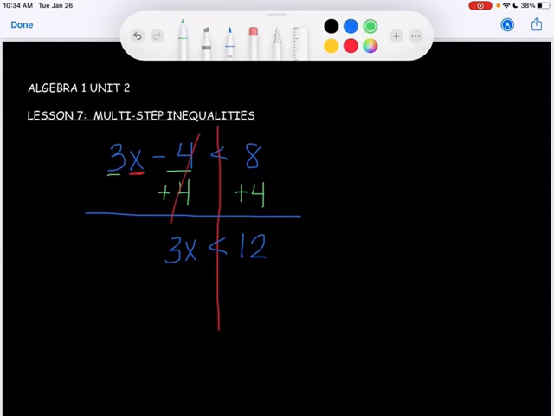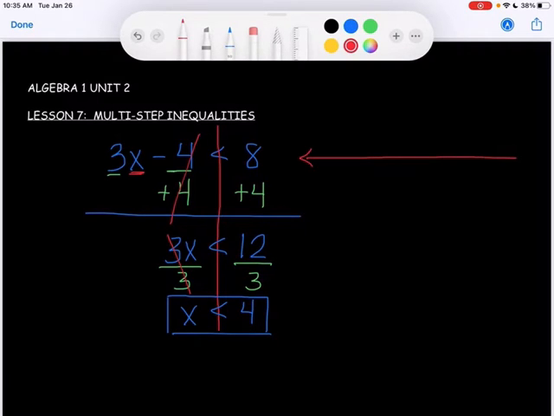Now to get rid of that 3, I need to divide. Since it's 3 times x, I do the opposite, which is divide by 3. What you do to one side, you need to do to the other. Those cancel. And I end up with x is less than, well, 12 divided by 3 is 4. So now I've got my answer in inequality notation. But remember, with inequalities, you've got to put this on a number line and then write it in interval notation.